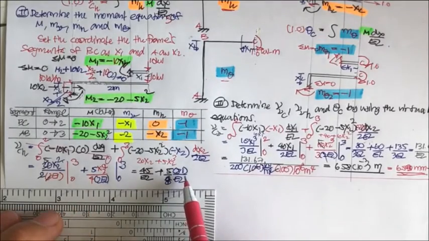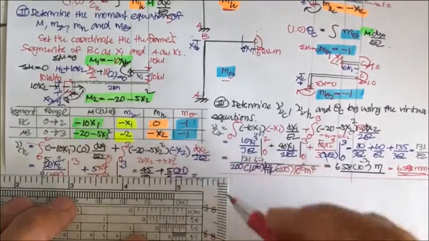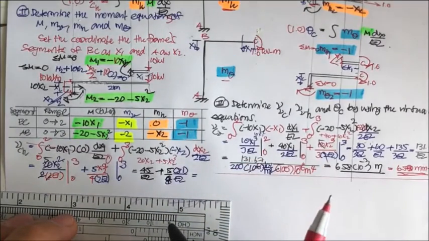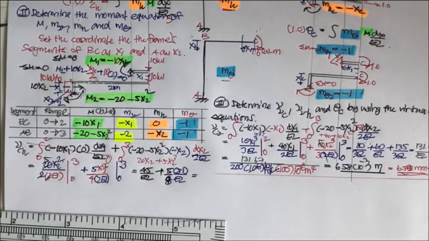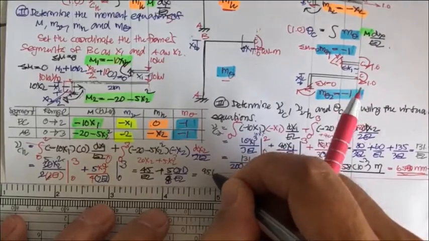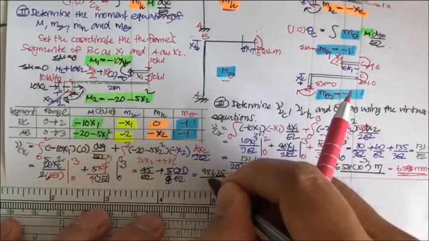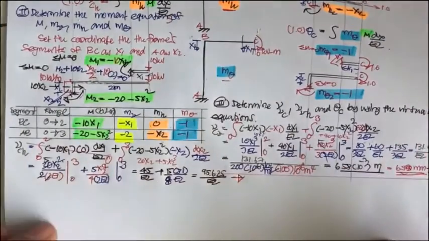Okay, you got to reduce this. After you reduce this, you may get 765 divided by 8. This is going to be 95.625. This is going to be 95.625 divided by EI, and then you get it in this direction.